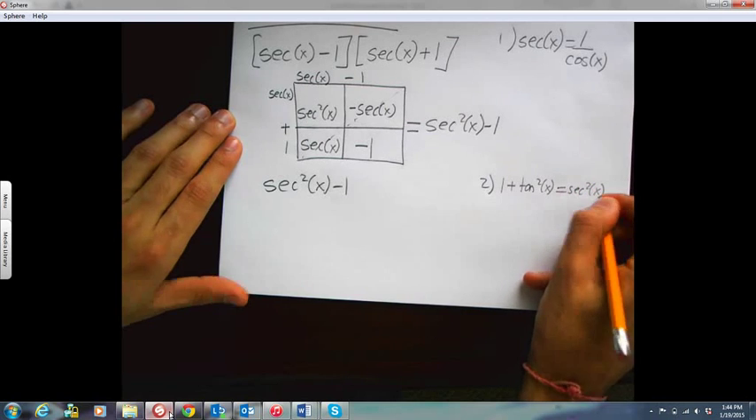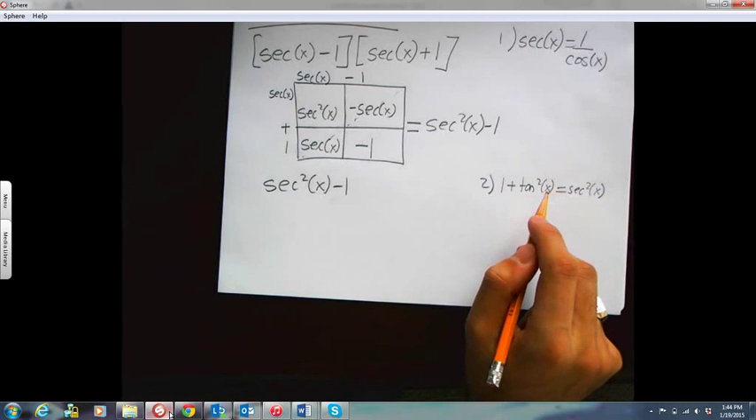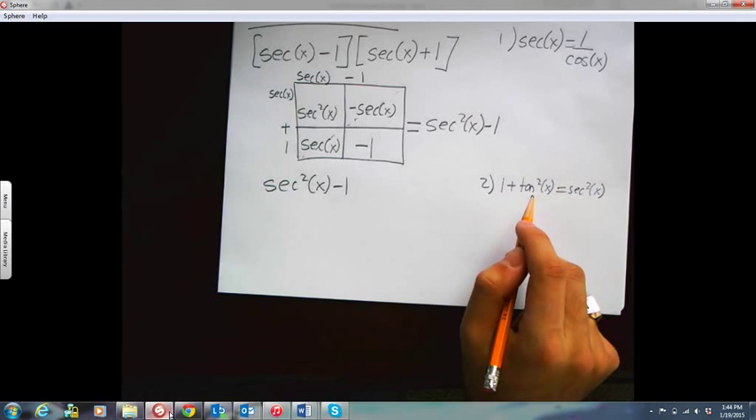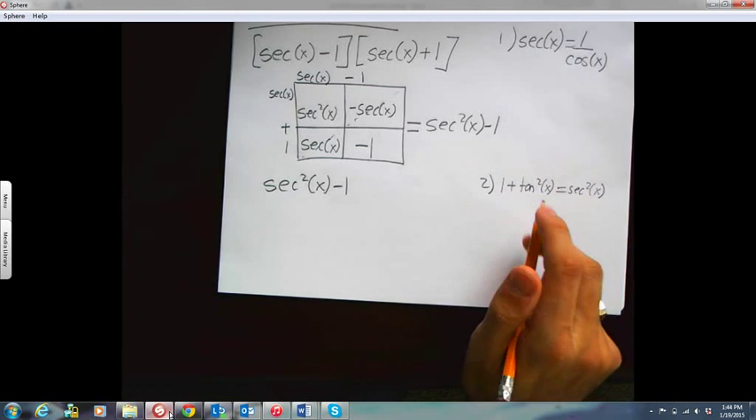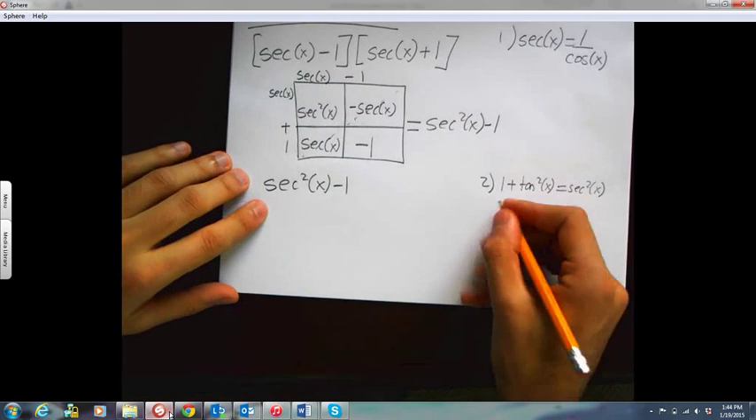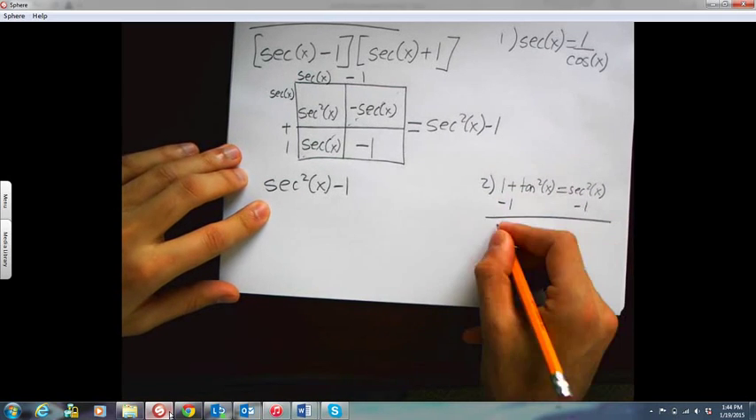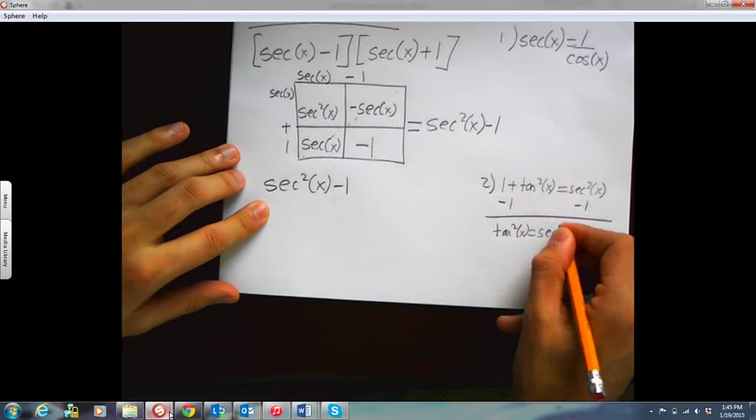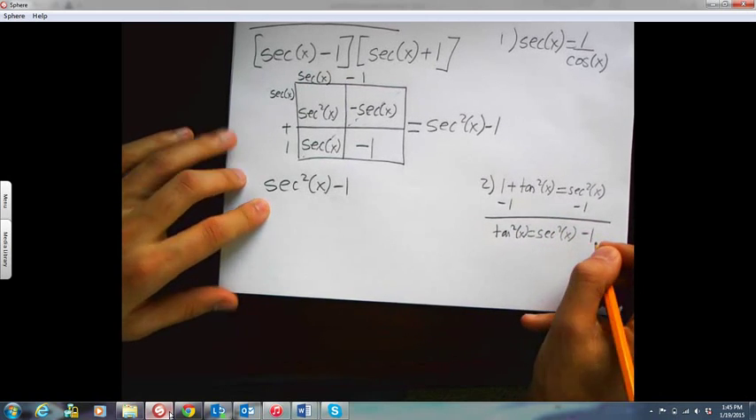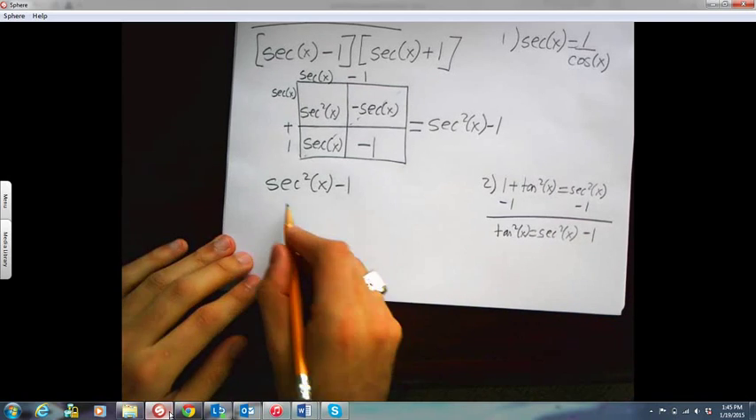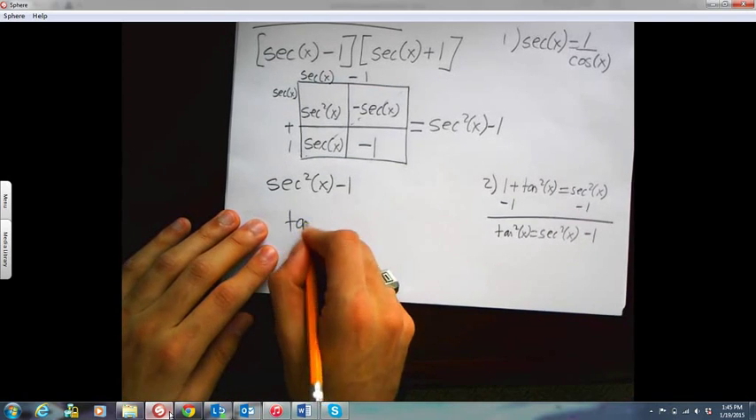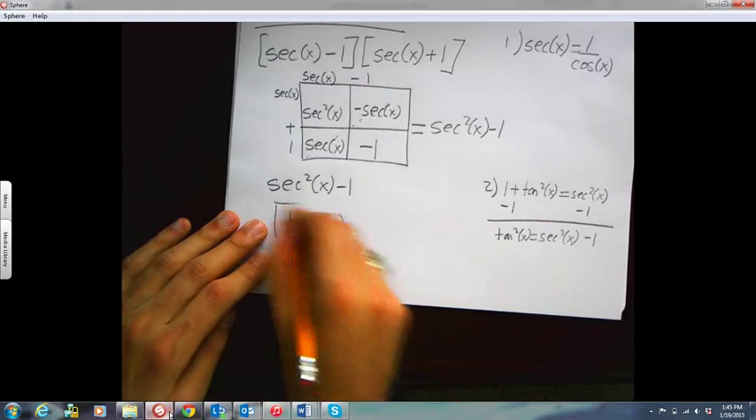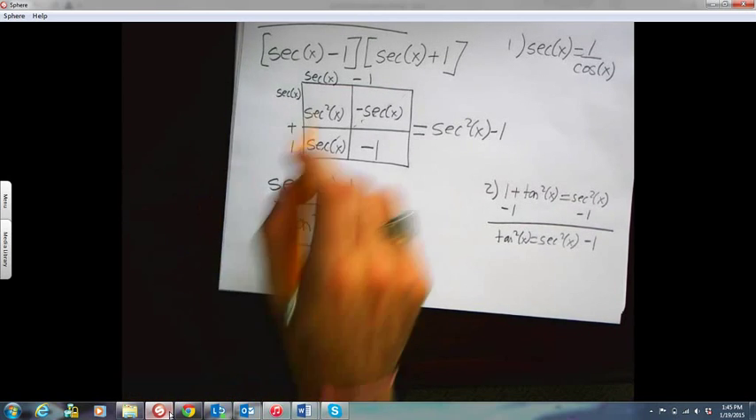Remember, this is one of the Pythagorean identities, you know, this is what we have here. So if I were to just take this and subtract 1 on both sides, I've got tangent squared of x equals secant squared of x minus 1. So in other words, secant squared of x minus 1 is the same as tan squared of x. And there's our simplification. So we started with this, and we ended up here.